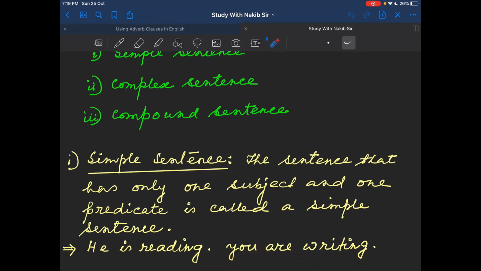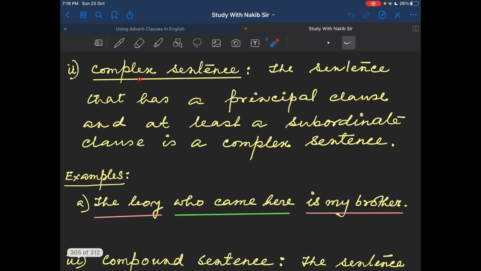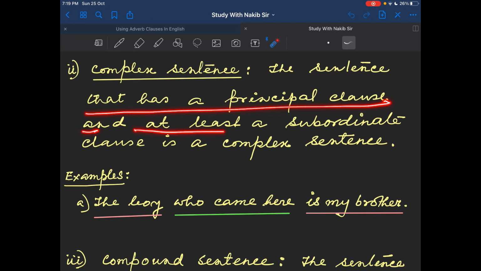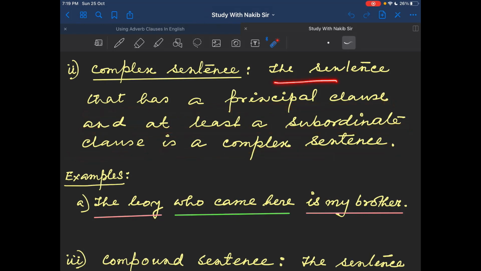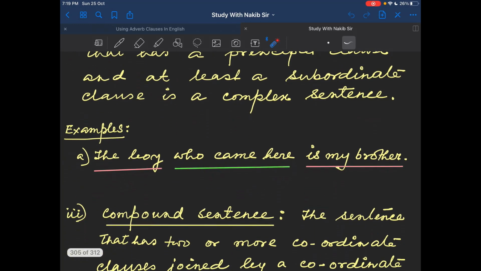Now come to the complex sentence. What is a complex sentence? The sentence that has a principal clause and at least a subordinate clause is called a complex sentence. Okay, see the example, then you can understand.